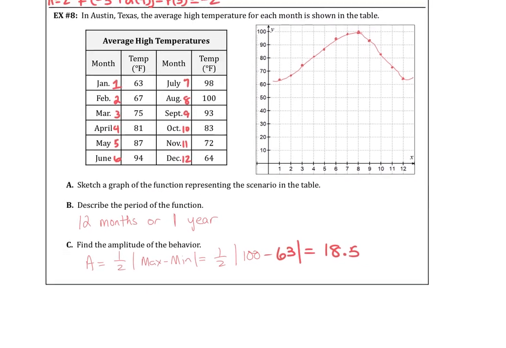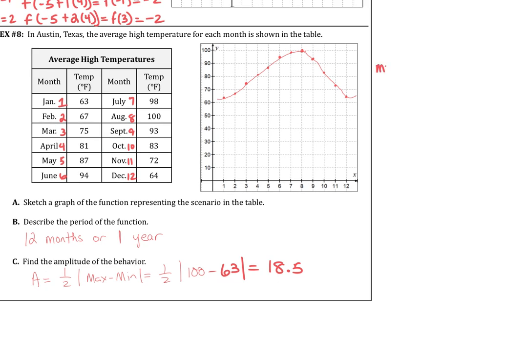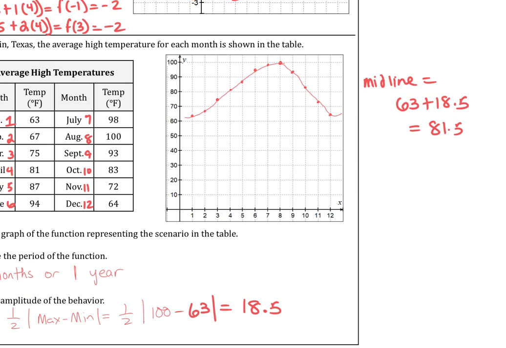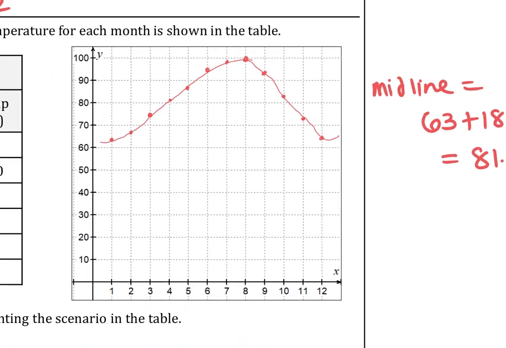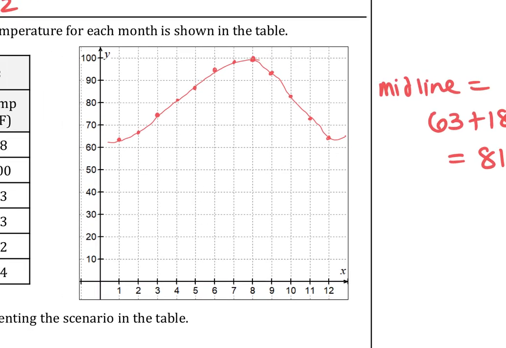And so to find my midline, I'm going to take the minimum value, which was 63, and I'm going to add that 18.5 there. That's going to give me a midline of 81.5 here. You could have gone max and subtracted as well, but I'm going to do that in a different color. We'll do a little black and red for dogs, all you dog haters out there. Too bad. So we're at 81.5, and so my midline is this black dotted line that I'm drawing just here. Alright, and so if we look at the next couple, look at example 9 here.